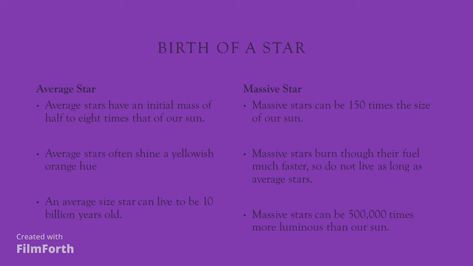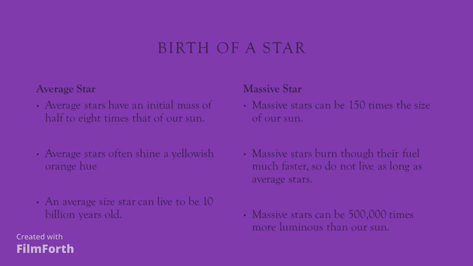Now, there are different kinds of stars. Obviously, they can come in various sizes, and they've been sort of categorized into two different types. There's kind of your average star and your massive star. Okay? Average stars have an initial mass of about half of the size of our sun to 8 times the size of our sun. So they can be smaller than ours, or they can be much bigger. And the average stars often shine more of a yellowish orange hue. Now, these average sized stars can live to be about 10 billion years old.